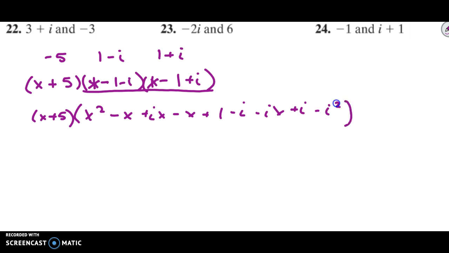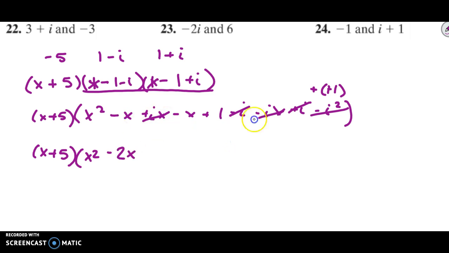So now I need to simplify this whole big polynomial. ix and negative ix cancel out. Negative i, positive i cancel out. Negative i squared is the same as negative 1, so that makes that plus 1. And we are left with x plus 5 times the expression x squared, negative x minus x makes that negative 2x, 1 and 1 makes that 2.